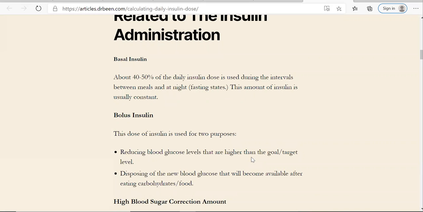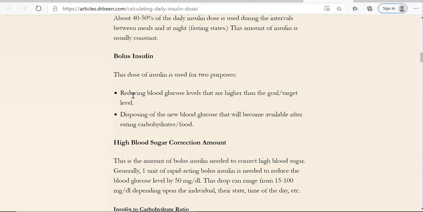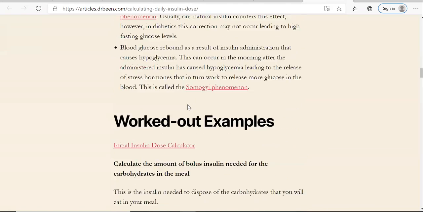There are two types of insulin we give to a patient according to his daily needs. Basal insulin is about 40 to 50% of the daily insulin dose, used during the intervals between meals and at night time, which means that it will give you a constant supply of insulin throughout the day. Bolus insulin is mainly for reducing the blood glucose level that is higher than the target level. Also, it will neutralize your daily carbohydrate or food intake. Like if you are eating carbohydrate, your glucose will be increased, and that increased glucose will be neutralized by this bolus insulin. So one is bolus, another is basal.